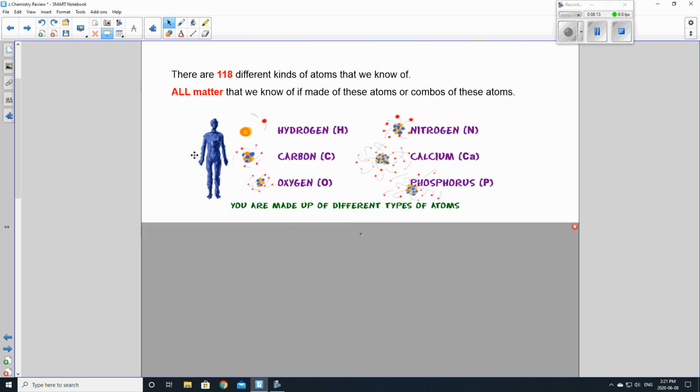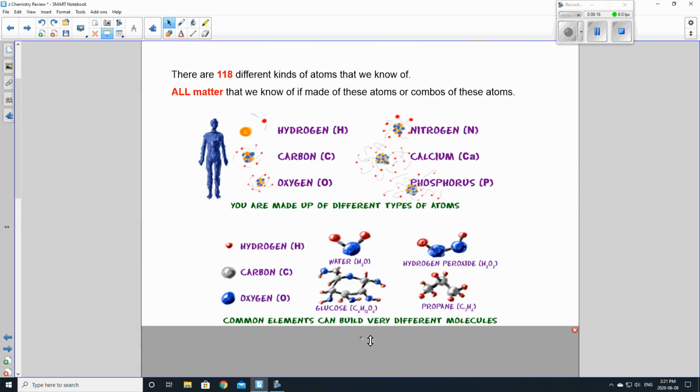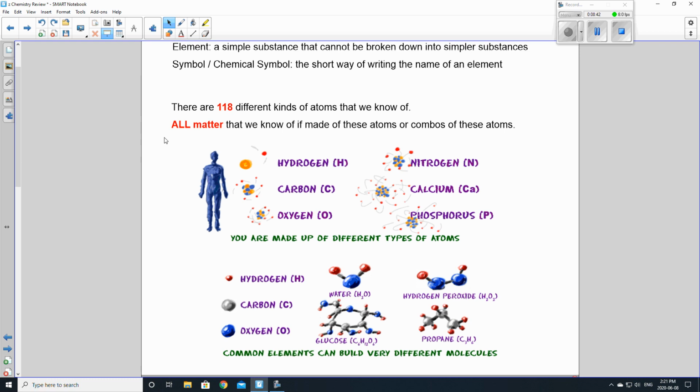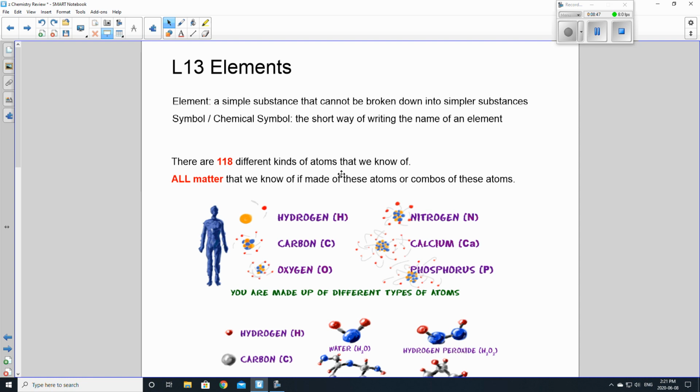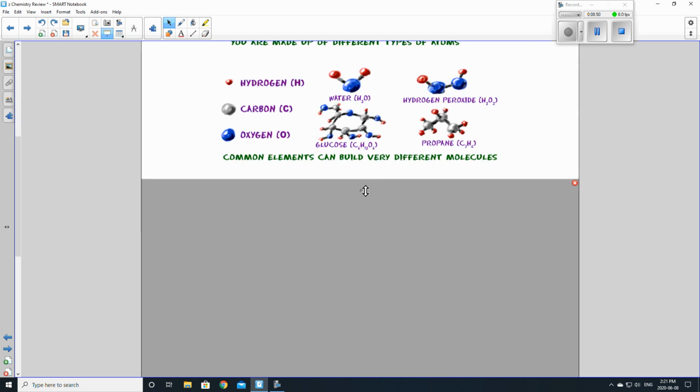So we are made up of all different types of these atoms, or sometimes we take these building blocks of these elements and build up different molecules. We know that, for example, water is H2O. So there's 2 hydrogens and 1 oxygen, and they're bonded together to make a molecule. But generally, everything that we have in our whole life, all matter, is made up of a combination of these 118 elements that we know about. Okay, let's keep going on.